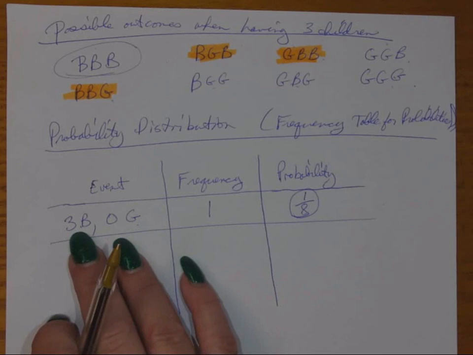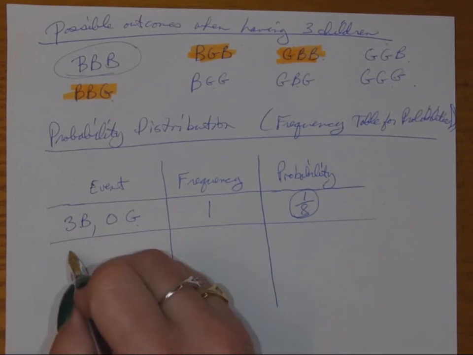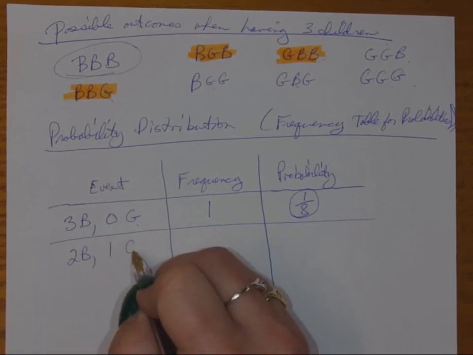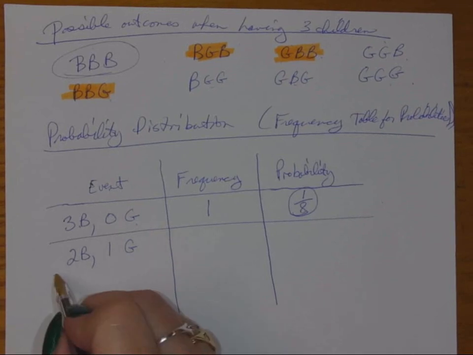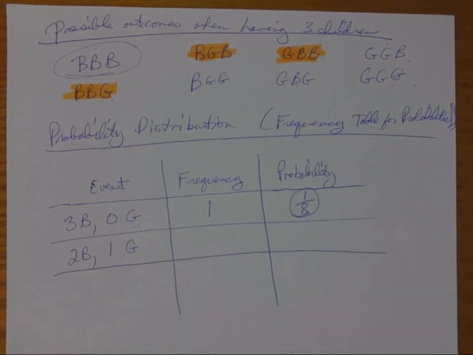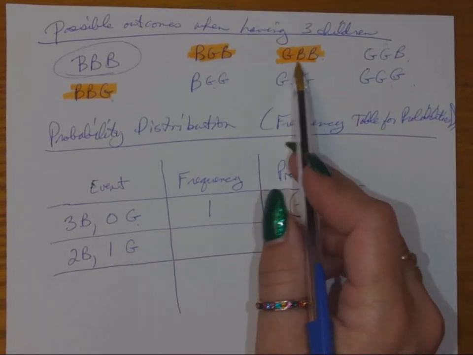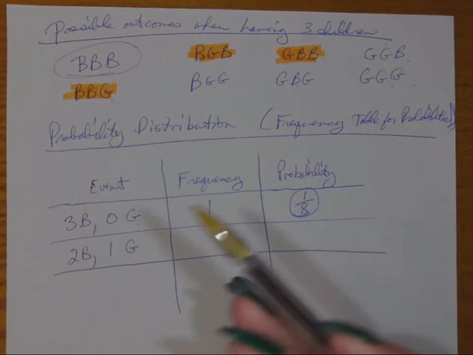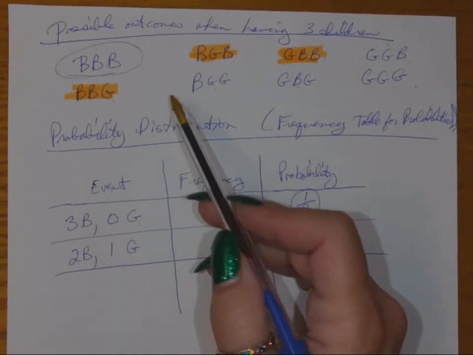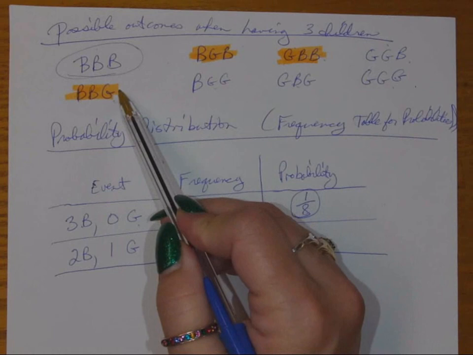All right. Now, next could be, what if it was 2 boys, 1 girl? Now, that's the outcome that we just did, right? Okay, and we said that there were 3 ways that that could happen. Now, think about it this way. We had, this had a 1 in 8 chance.